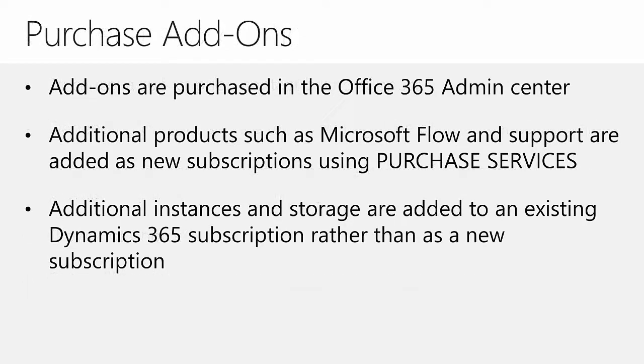In addition to new subscriptions, the Office 365 Admin Center allows organizations to purchase add-ons to be added to the subscription. Additional products such as Microsoft Flow or Premier support can be added through the Purchase Service section in the Office 365 Admin Center. In addition to services, organizations can also acquire additional instances and even storage to be added to their existing subscription. All of these capabilities are enabled on the Office 365 Admin Center.